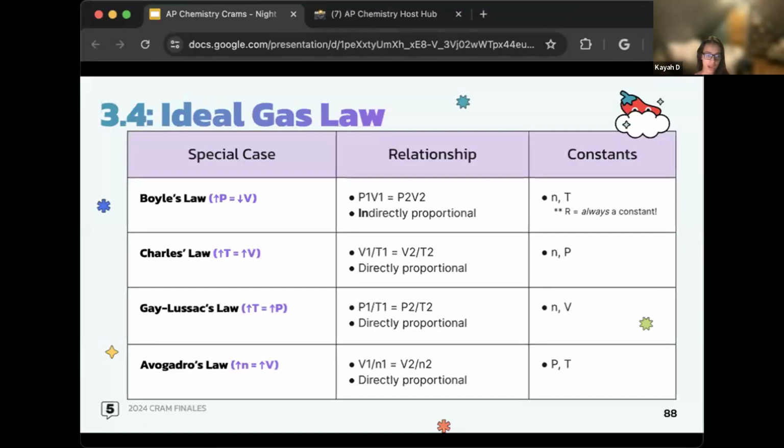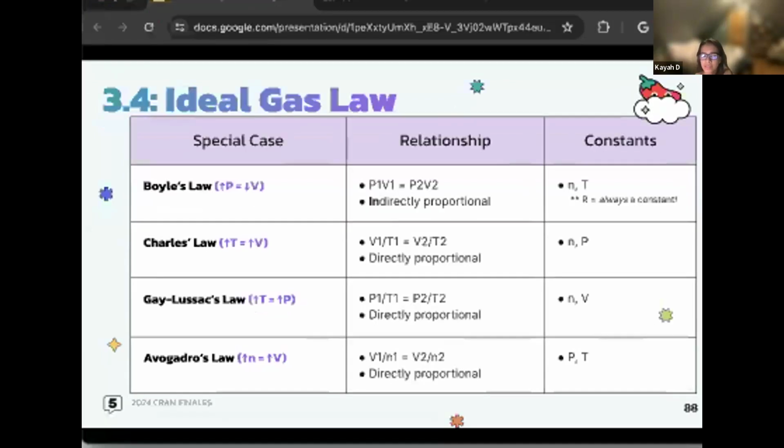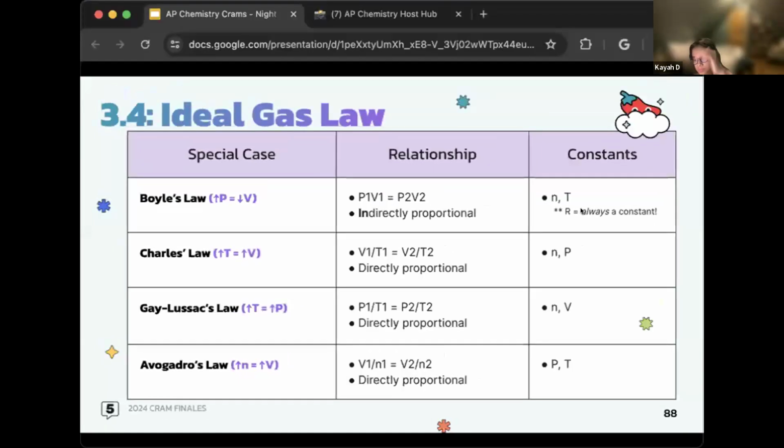And then finally, Avogadro's law. As the number of moles increases, the volume increases as well. And this makes V1 over n1 equal to V2 over n2. So this is another directly proportional relationship. Just something to keep in mind: Boyle's law is the only one that's inversely proportional. And you don't have to remember any of these relationships explicitly. As long as you know your overall gas law, PV equals nRT, you can always modify it to find any of these relationships.